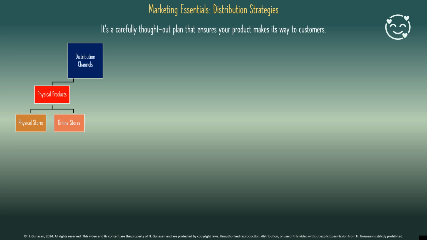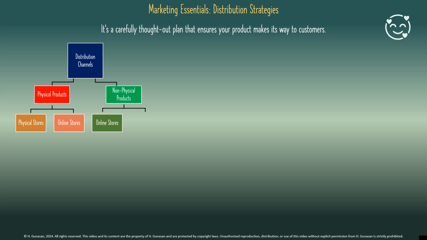But what about non-physical products? Take software, digital subscriptions, or insurance plans, for example. These products are typically distributed entirely online. Think of buying software via a website or signing up for an insurance plan through an app. Even though there's no physical item to ship, the distribution process is still crucial to ensure customers receive the product efficiently and are happy with the experience.